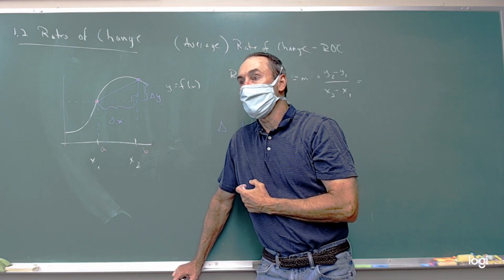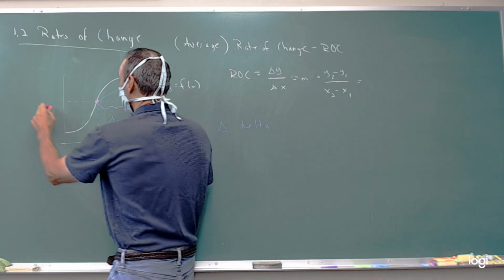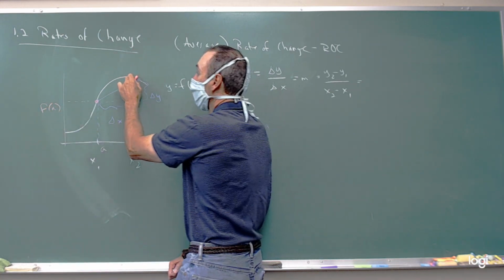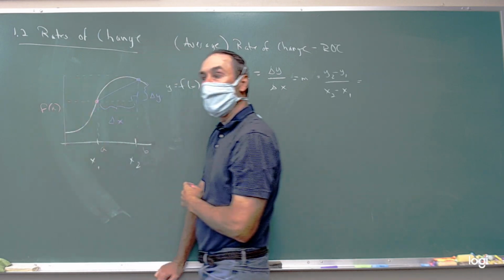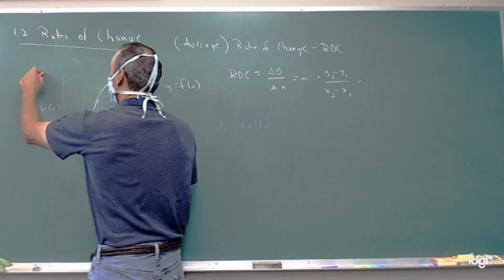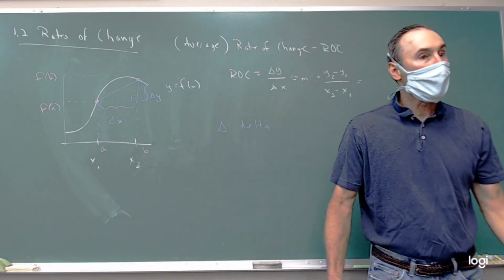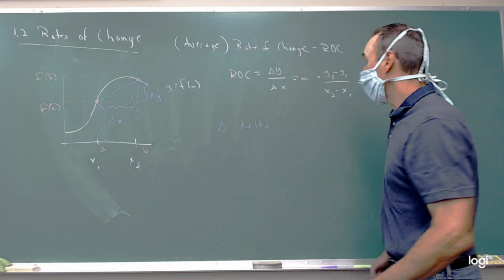Function notation. F of A. Exactly. That's going to be f of a, right? And this y value up here would be f of b. So, it's like we're taking something simple and familiar and trying to make it more complicated, but it's part of what I do.